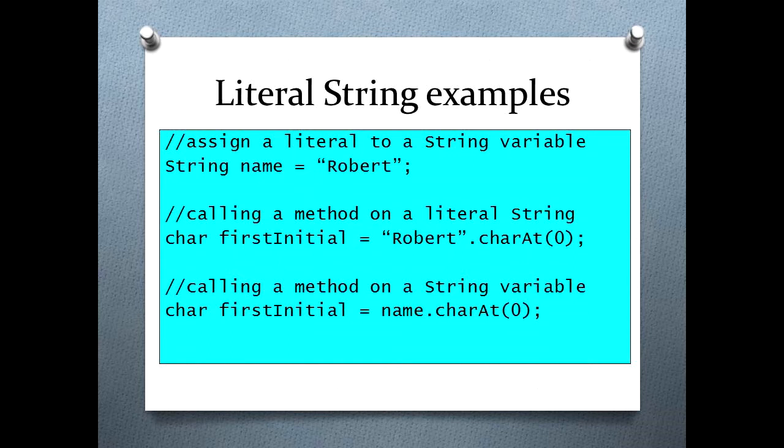The second way of calling a method on a string variable is char firstInitial is equal to name.charAt(0). Here name is nothing but Robert and Robert is nothing but name. You can see in the string, name is equal to Robert, so I have used the equal to symbol. So either you can use name or Robert, both are the same. So name.charAt(0) here also gives you the output as capital letter R. This is an example of a literal string.